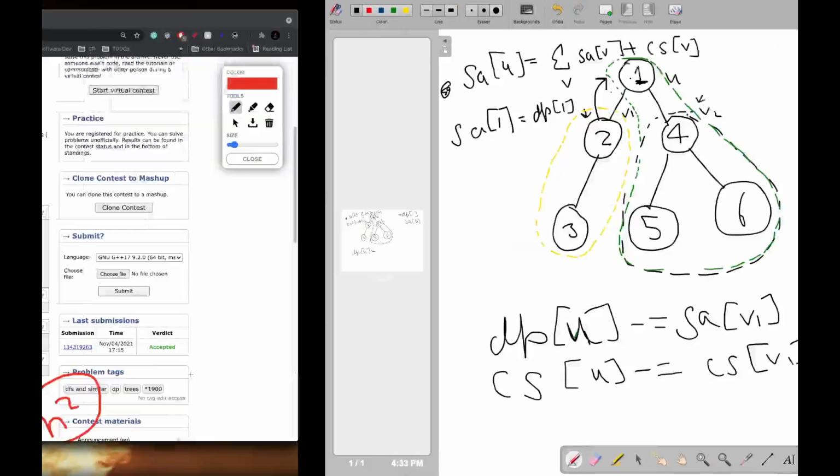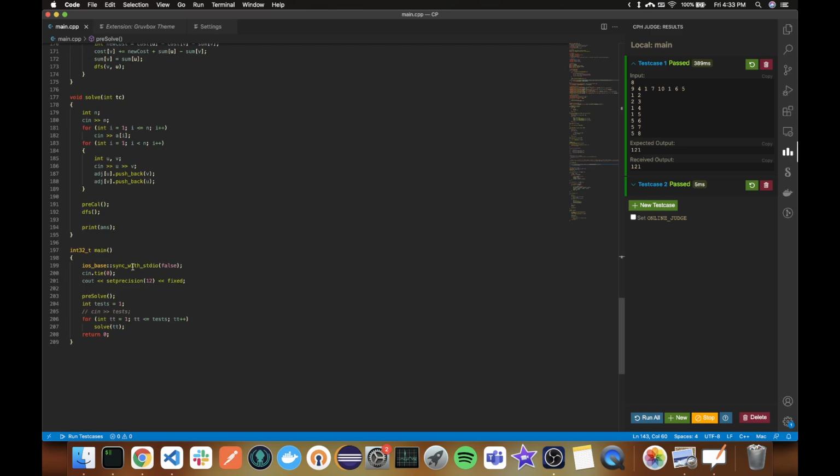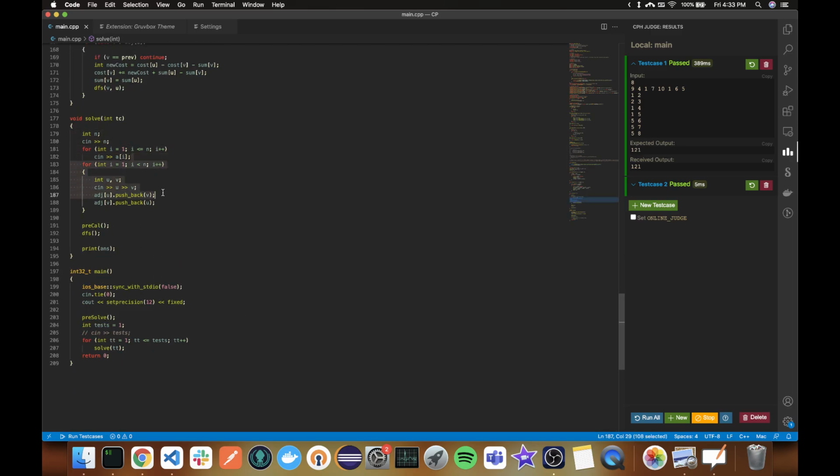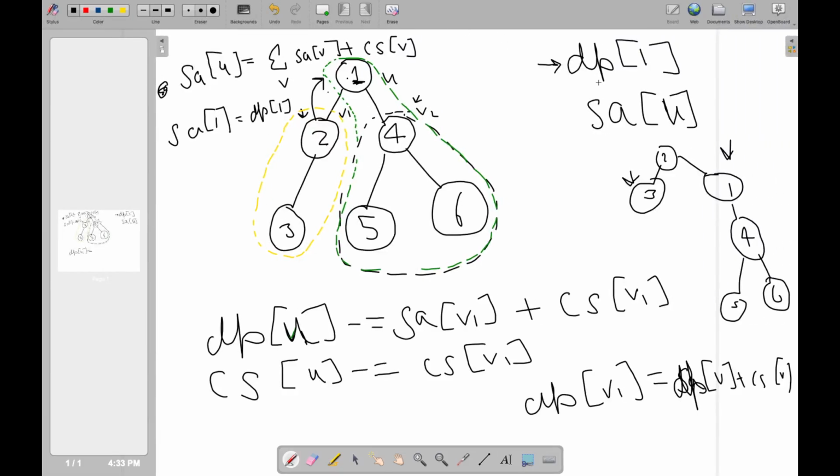So let's have a look at the code and see what this actually is. So we take the input, right? And in the adjacency list, we have the graph. Now let's discuss how we usually do the implementation for rerouting. To implement, we usually do two DFS. In the first DFS, we calculate DP1 along with all the sub answers and any other value we need, like cumulative sum or whatever. Okay. And then in another DFS, we calculate the DP2 to N.